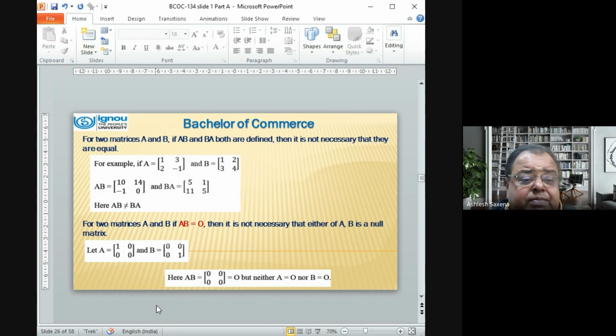When you are multiplying A by B, you are getting this matrix 10, 14, minus 1, 0. And when you are multiplying B with A, the order is reversed. You are getting 5, 1, 11, and 5, which is not the same as AB. That means in matrices it's not necessary that AB will always be equal to BA.